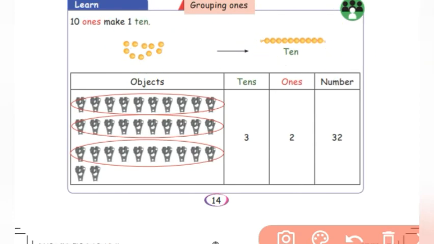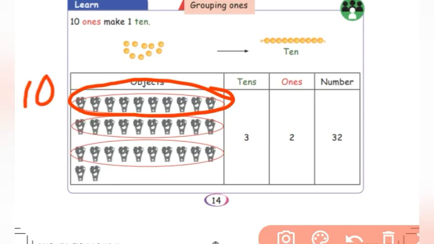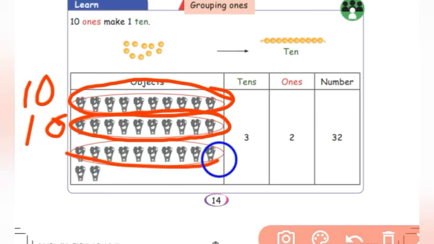See this example. They given some hooks here. 1, 2, 3, 4, 5, 6, 7, 8, 9, 10. 10 hooks we have to make a group. 1 ten. Again group of 10. Again we have to make group 10. So this is 2 only. So we can't make a group.